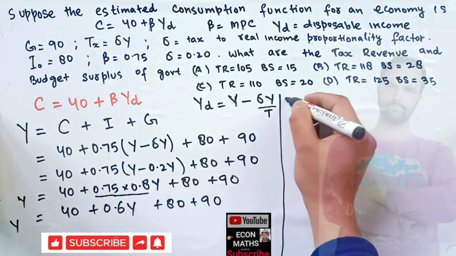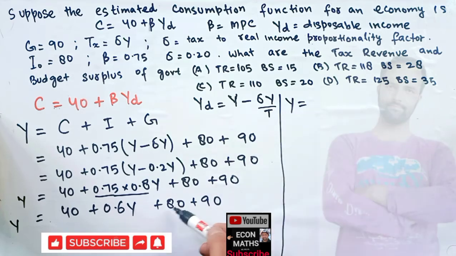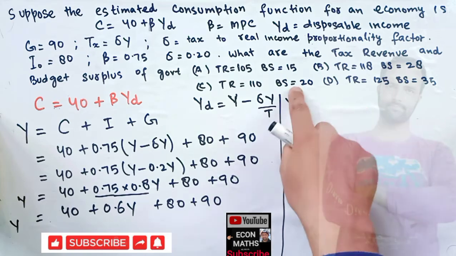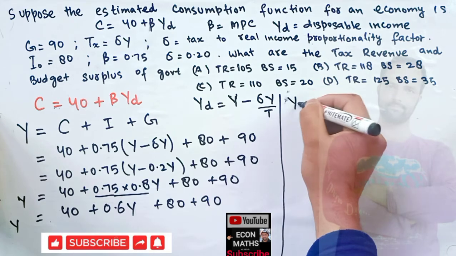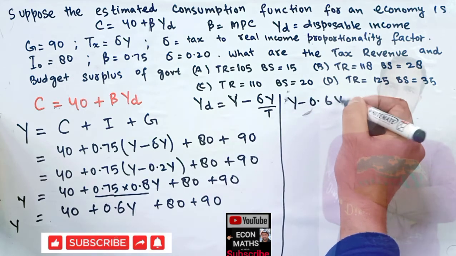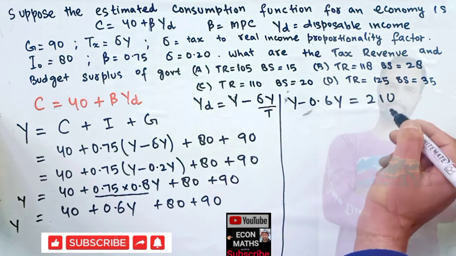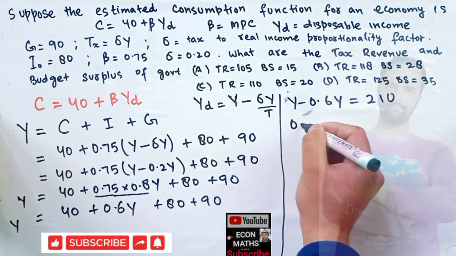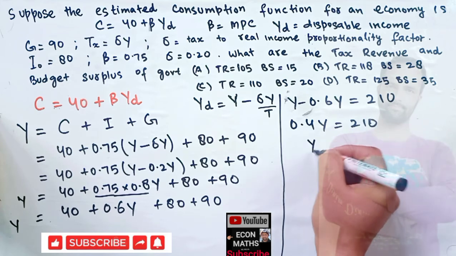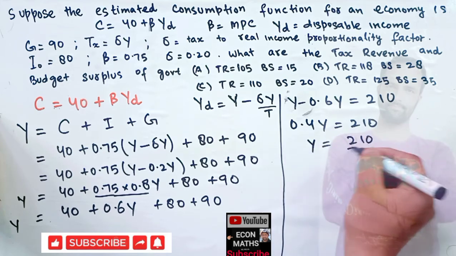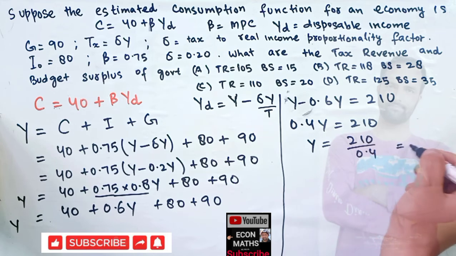So we have Y is equal to 0.6Y plus 80 plus 90 plus 40, which comes out to be 210. If we transpose this 0.6Y, we have Y minus 0.6Y is equal to 210, or when we subtract we get 0.4Y is equal to 210, or Y is equal to 210 upon 0.4, which comes out to be 525. This is our equilibrium level of income.